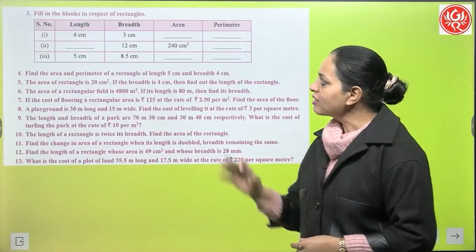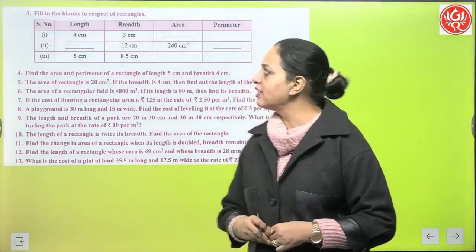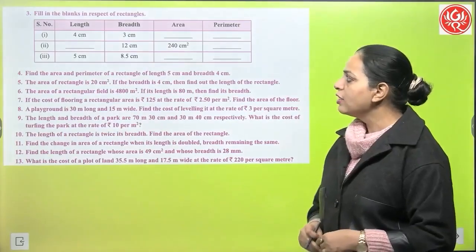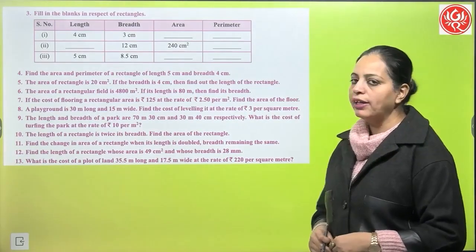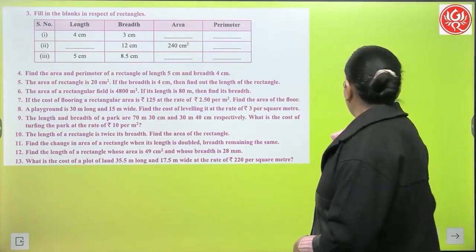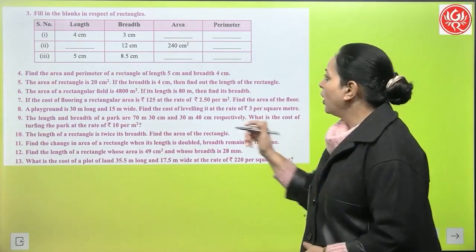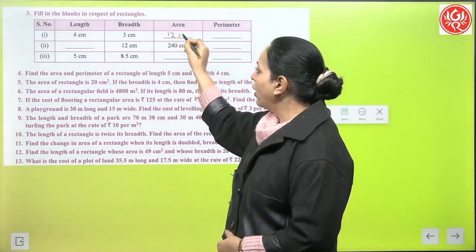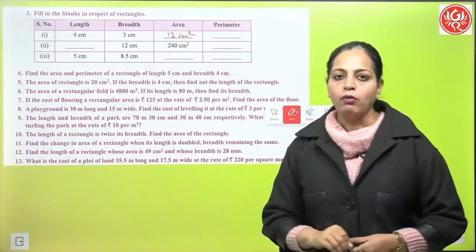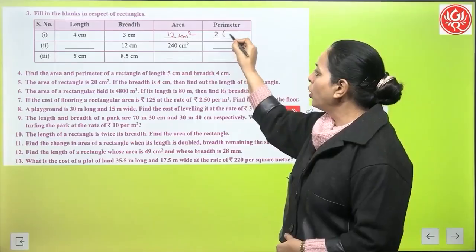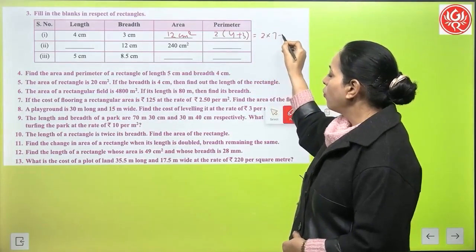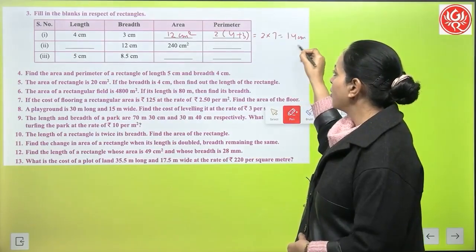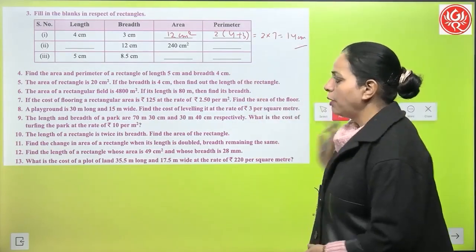Now the next is third question, filling the blanks in respect of rectangles. So like the first one, length is 4 centimeter, breadth is 3 centimeter. Area is missing. So area is 4 into 3, 12 centimeter square. And what is the perimeter? 2 into 4 plus 3, yani 2 into 7, 14 centimeters. Similarly, you can try remaining parts.